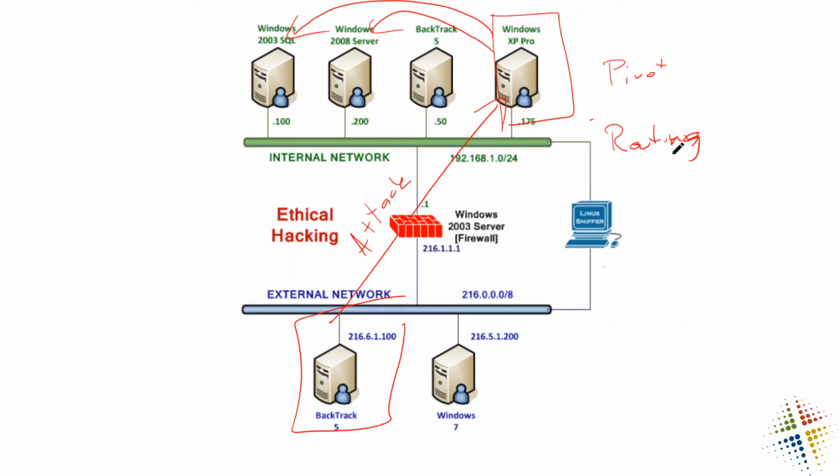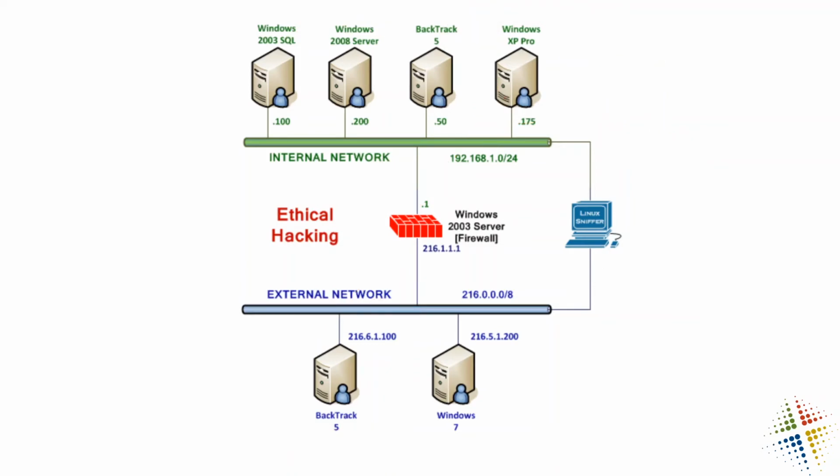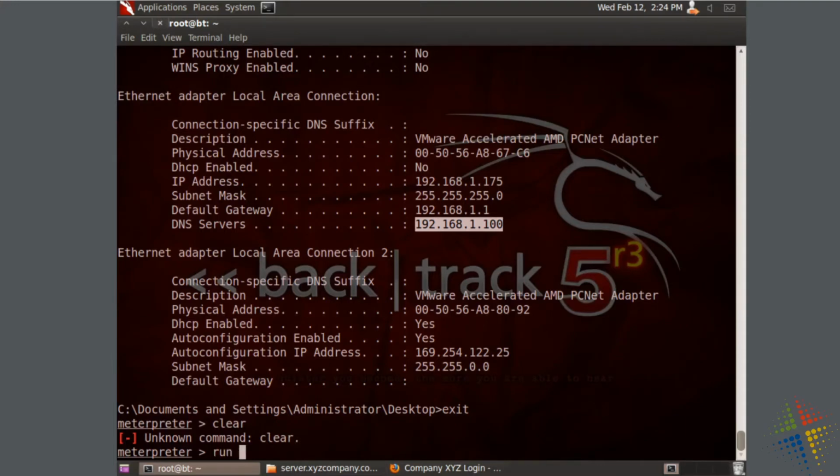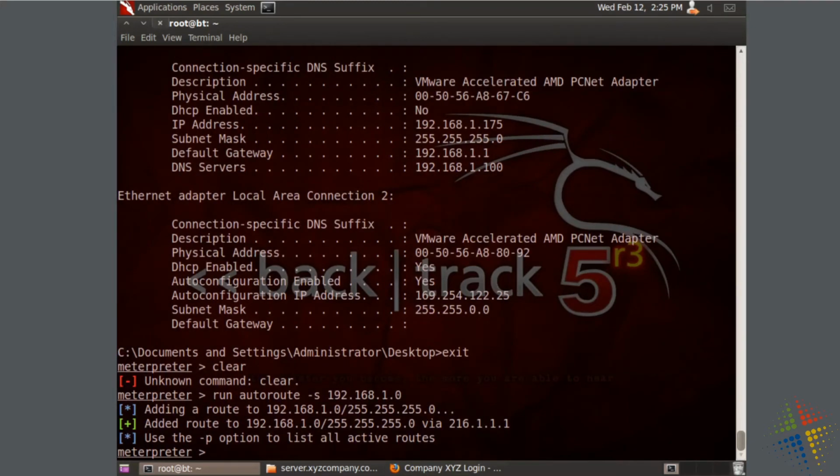I need to set up a route on my BackTrack machine to say anything that goes to this internal network right here, go through our XP Pro machine. So let's go ahead and do that. And it is pretty much just that simple. There's the command run autoroute, and then the network -s 192.168.1.0, which I see as 192.168.1 with a /24. So anything going to the 192.168.1.0/24 will now go through our XP Pro machine.